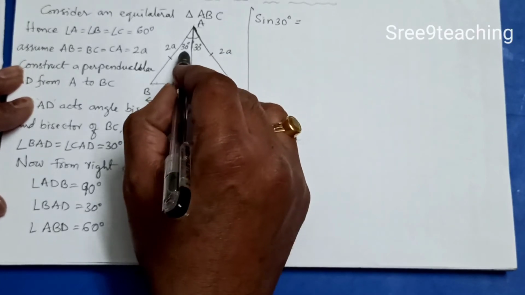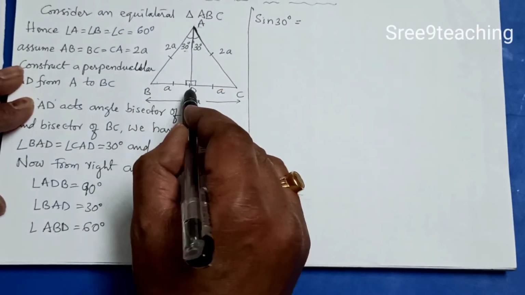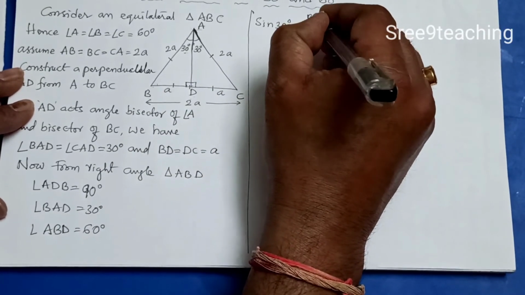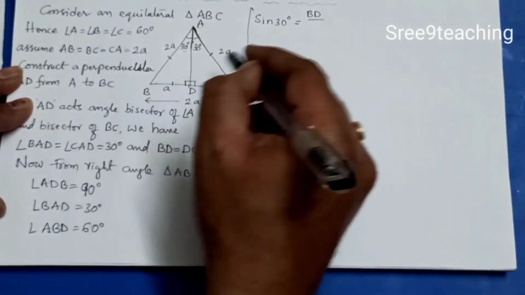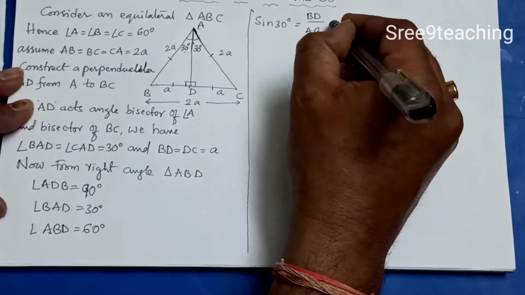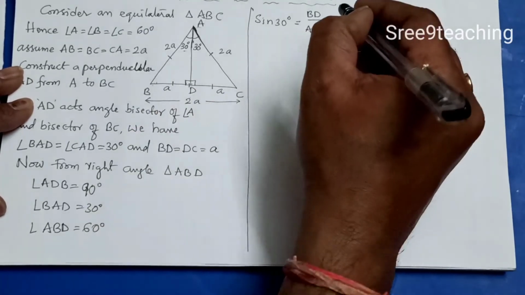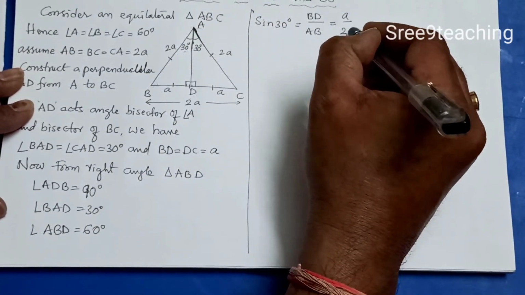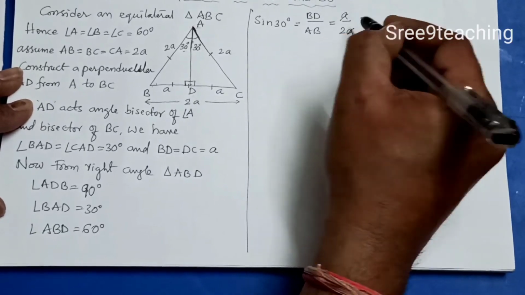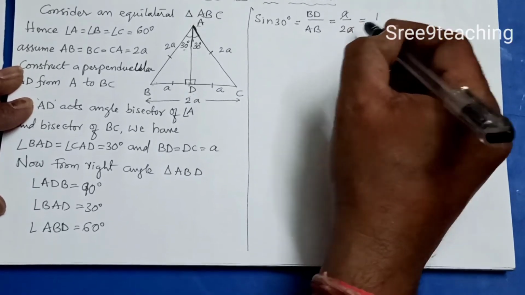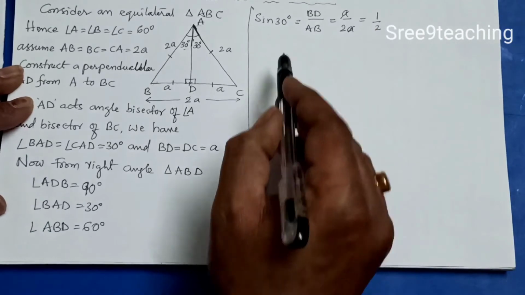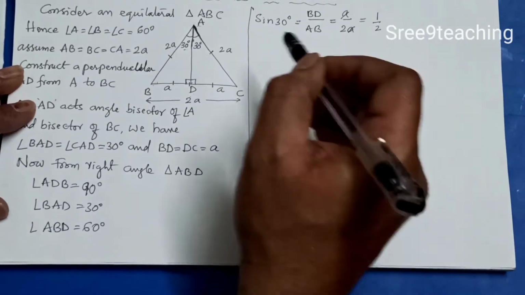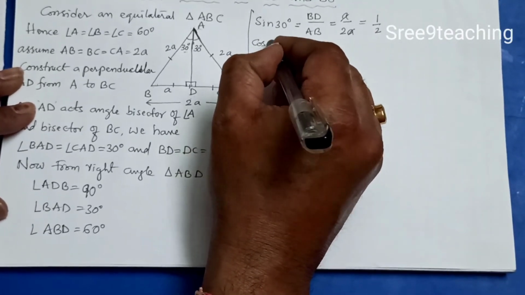Now sine 30 degrees, we know that the formula for sine is opposite by hypotenuse. For the 30 degrees angle, which is the opposite side? Yes, BD. Now BD by hypotenuse AB. What is BD? BD is A. And what is AB? 2A. Yes, the A's cancel, then it will be 1 by 2. So sine 30 degrees is 1 by 2.